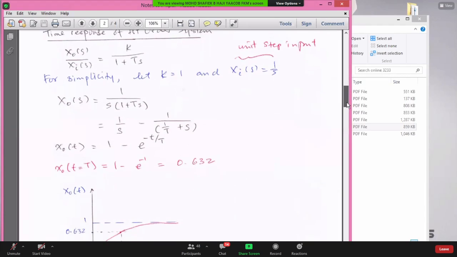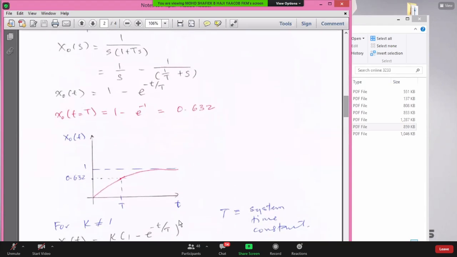You can now draw the response. So it's something like this. It's going to be an exponential function. So capital T here is known as the time constant. The small t here represents the variable of time. Capital T is just a value. It is known as a time constant.